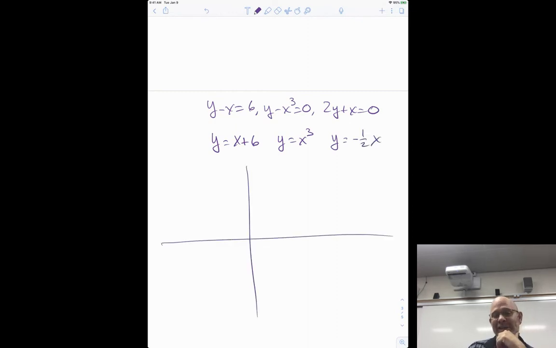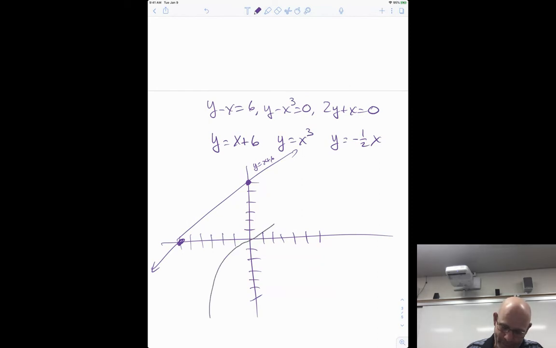So what's going to happen is we're going to get different regions now. So if I graph these, 1, 2, 3, 4, 5, 6 on each axis direction. That was fun, wasn't it? 0, 6, sorry, for one point, and then negative 6, 0 for the other one. So there's my y equals x plus 6. Okay. y equals x cubed looks like that. And y equals negative 1/2 x, just really roughly is something like that.